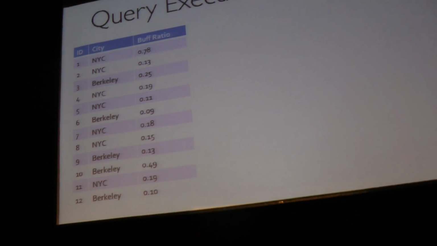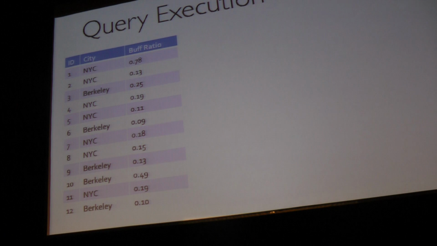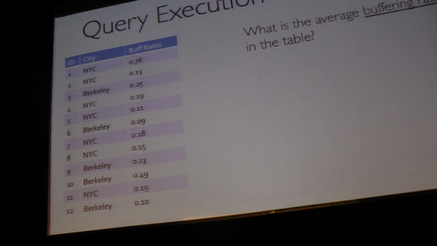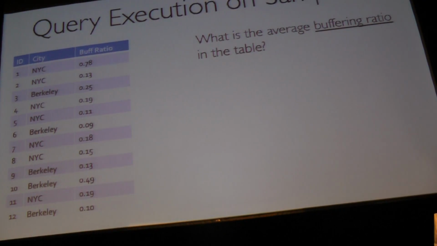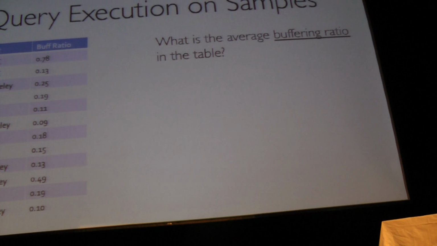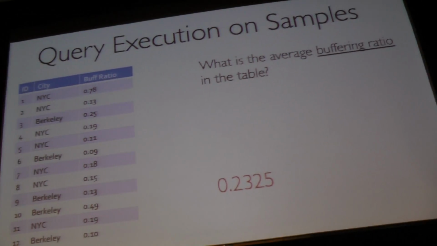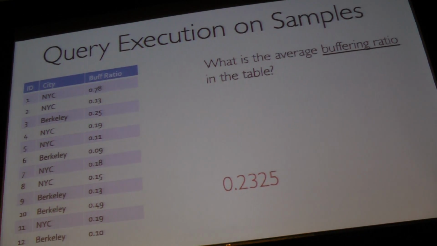Now, what do I mean by query execution on samples? Let's say that we have a simple table that looks like this. It has 3 columns. In this case, let's say this table reports some metric, which is buffering ratio for each and every customer along with their locations. Now if I ask what is the average buffering ratio in this table, a traditional database would scan this entire column of buffering ratio, calculate the exact answer, and return something like this to the user.